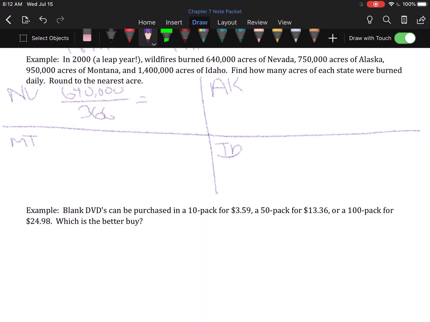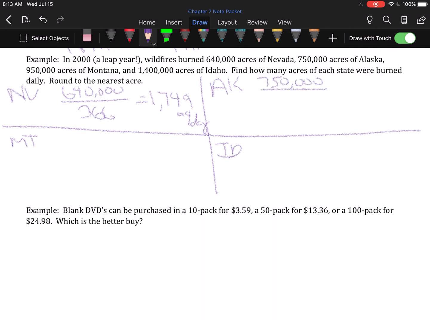So I've got 1748.6. That first place after the decimal, being a 6, tells me to take the number before the decimal, the 8, and move it up. So we're going to say it's 1,749 acres a day. I kind of have to squeeze that in there, but it's acres per day. And that's all we're doing here. We're taking the amount burned and dividing by 366 because it was a leap year.